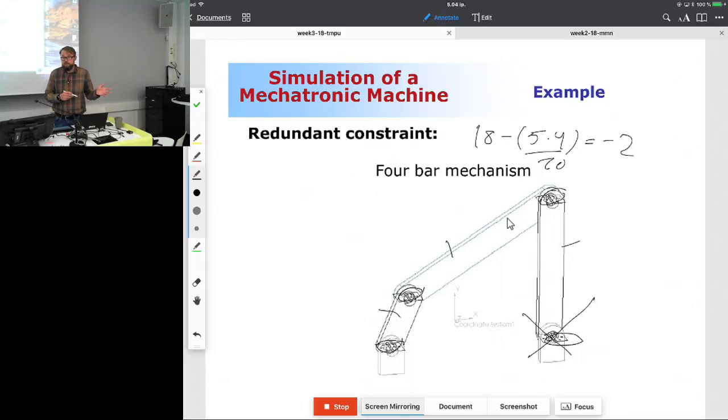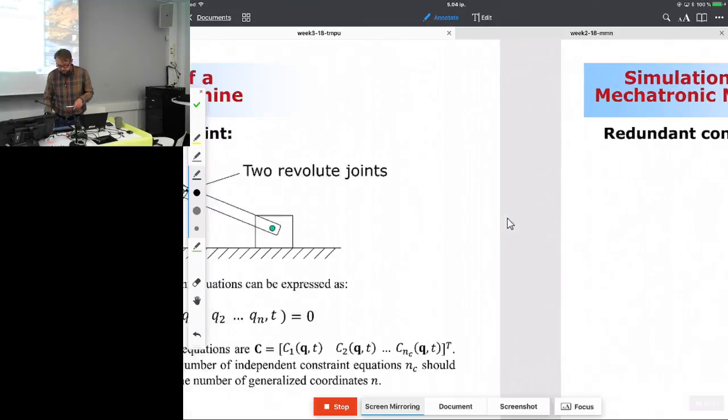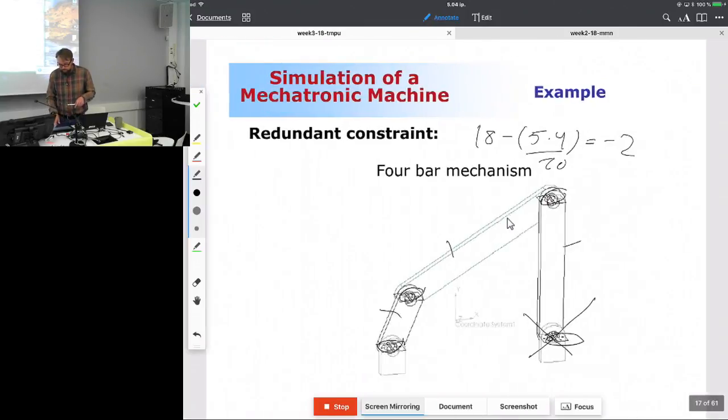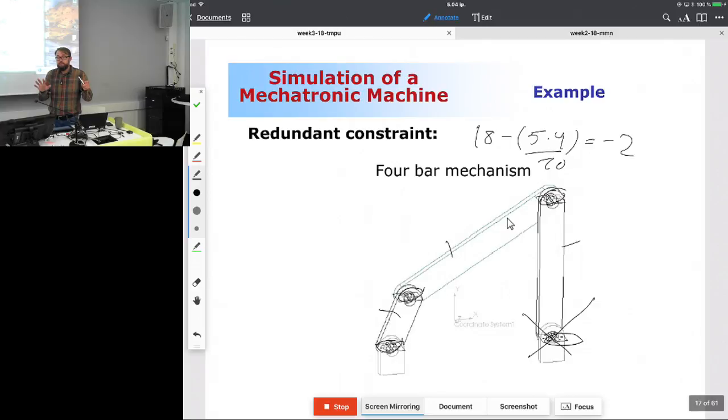Whole story from the first slide. This one. This redundant business. This system is redundant because I'm eliminating the same coordinates too many times. I should only eliminate the coordinates once. And here I'm eliminating them too much. That's why I end up with degrees of freedom that is minus 2. It's supposed to be 1.